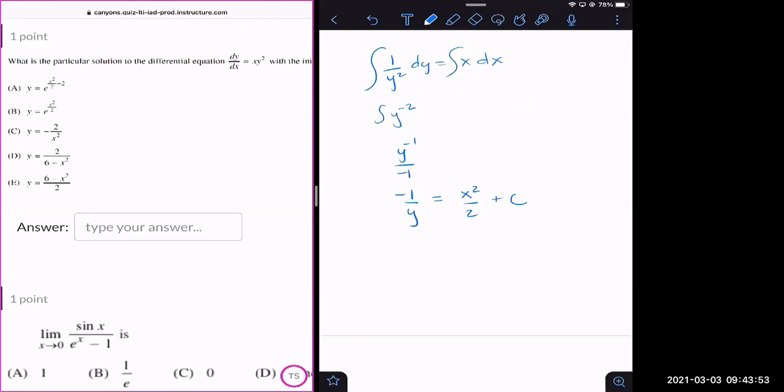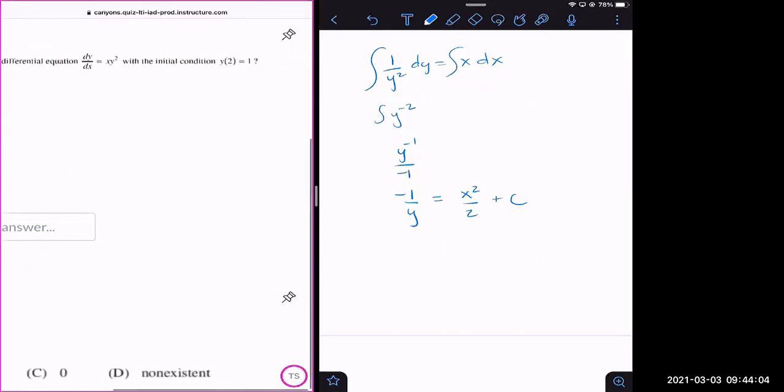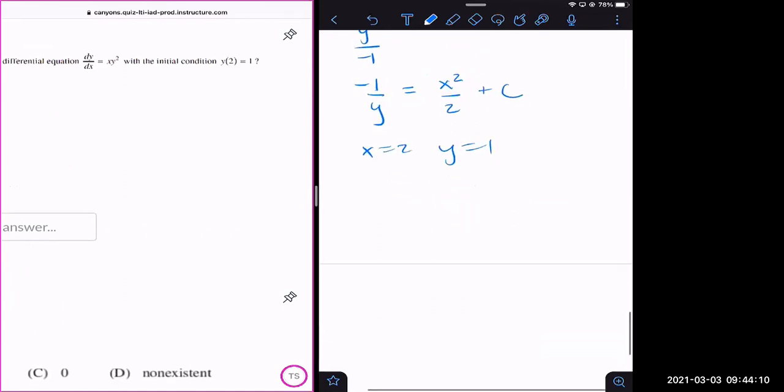Now you can do either of the next two steps first, either solve for y or solve for c. Typically, unless there's an ln of y, I'm going to solve for c. This time I'll solve for c, but those two steps are interchangeable. They're telling us x is 2 and y is 1, so that's what I'll plug in to find c. I'd have -1 on the left, and 2 squared is 4. 4 divided by 2 is 2. So the constant is -3. Still in agreement?